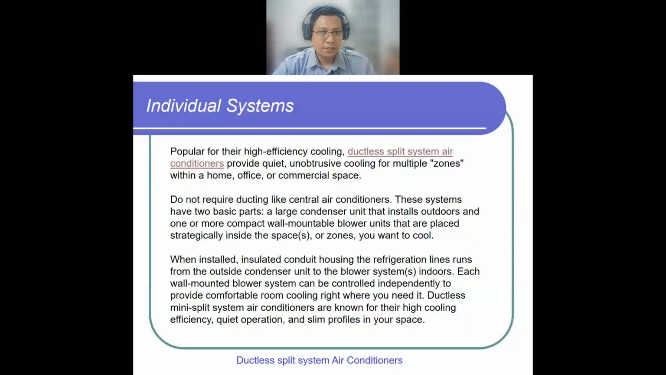consider in the one condition, maybe one condition of the system of compressor, do not require ducting like central air conditioner. These systems have two basic parts: a large condenser unit that is installed outdoors, and one more compact, with a mountable blower unit that is placed strategically inside the space, or zone, you want to cool.